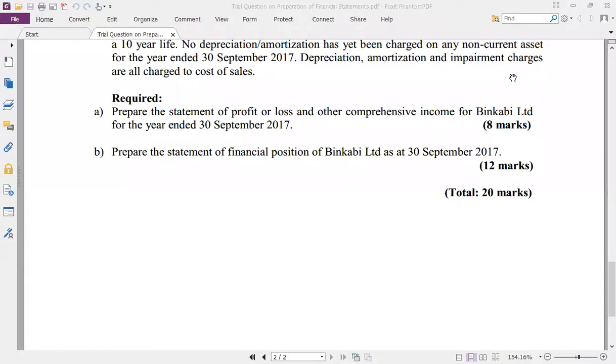Or 2018. Let's go and check the question. September 2017, fine. Okay, so that is it. So that is the three protocols. You certify one.